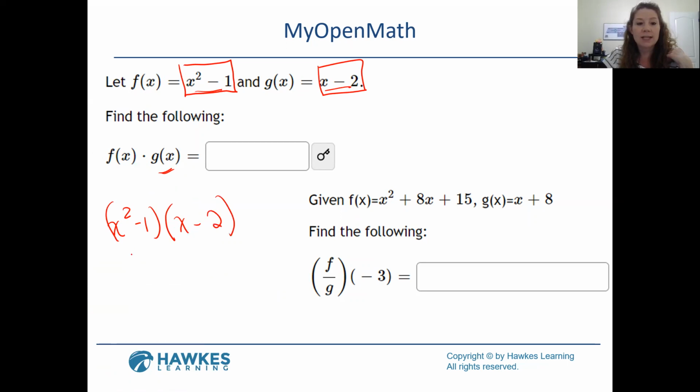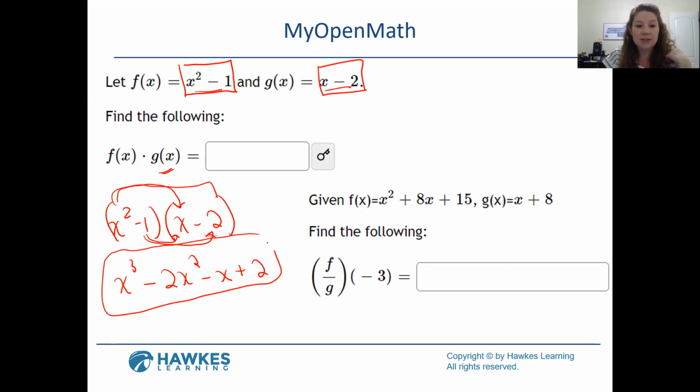So we have to FOIL it. We do the first 2 terms, x squared times x is x to the 3rd. And then outside terms, -2 times x squared is -2x squared. And then -1 times x is -x. And then -1 times -2 is +2. And that is our answer.